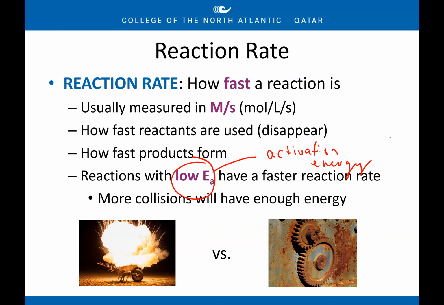So I have two examples on the bottom of this slide. I have an explosion on the left and rusting on the right. And I did mention this on Tuesday. An explosion is something that will happen within seconds, or I mean, less than a second. And something like the rusting of metal could take weeks, months, even years. So reactions don't always happen immediately.